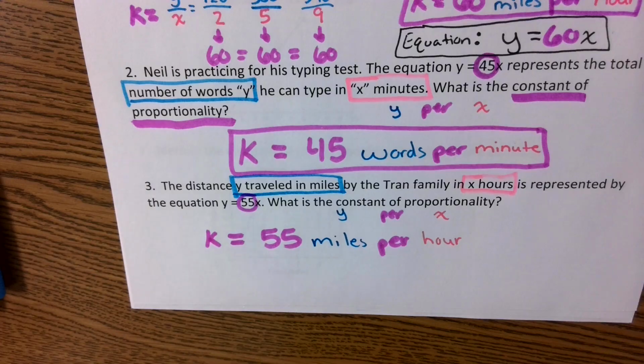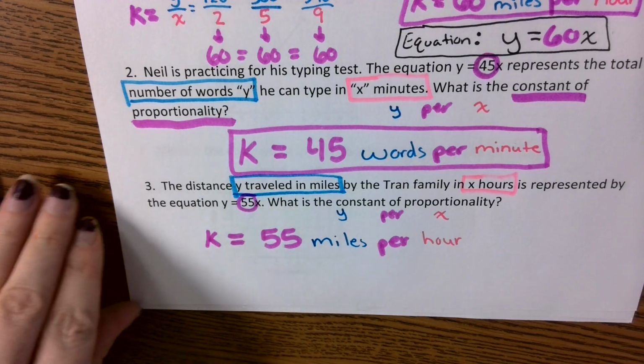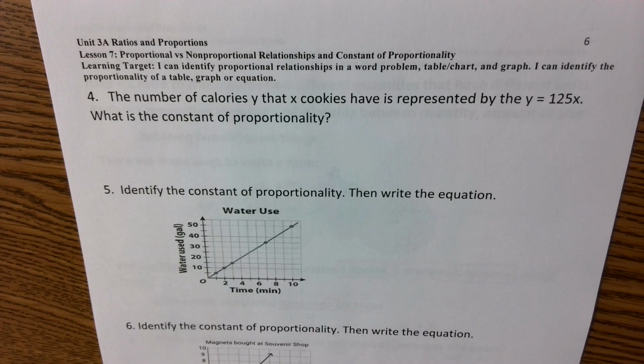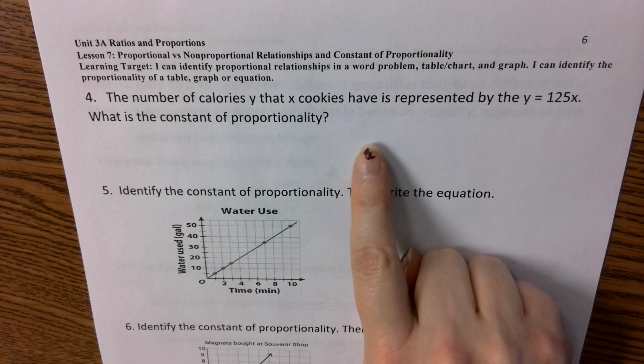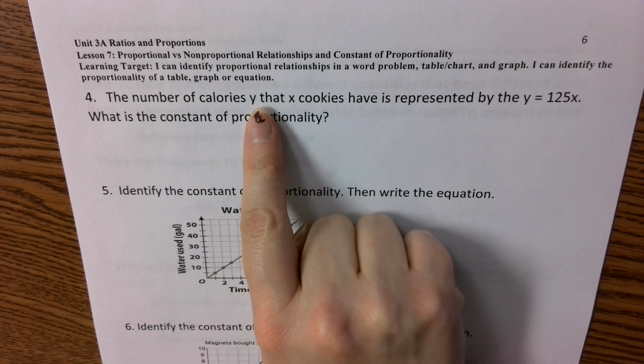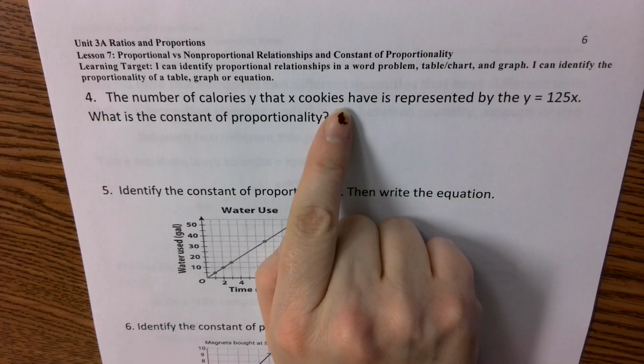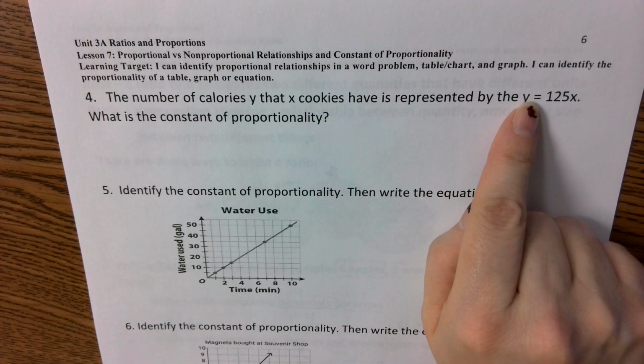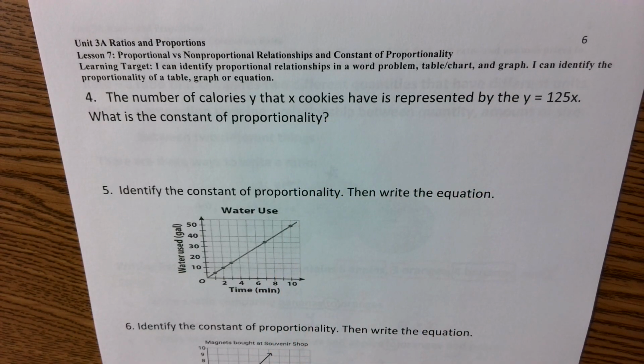Okay, go ahead and flip it to the next page. Try problem 4 on your own. Okay, who can tell me what is the constant of proportionality if we've got a number of calories y that x cookies have is represented by the equation y is equal to 125x. Corey? The whole thing.